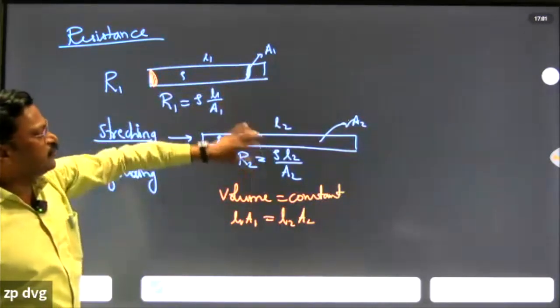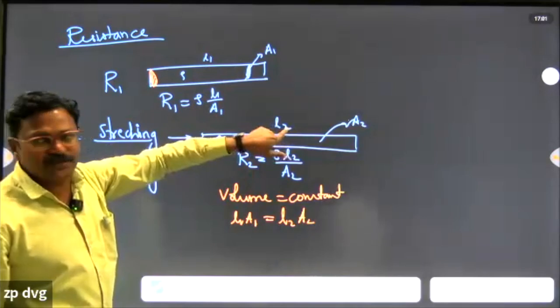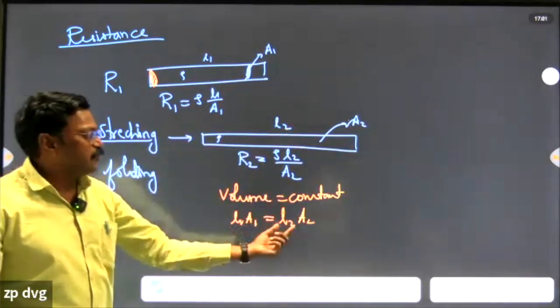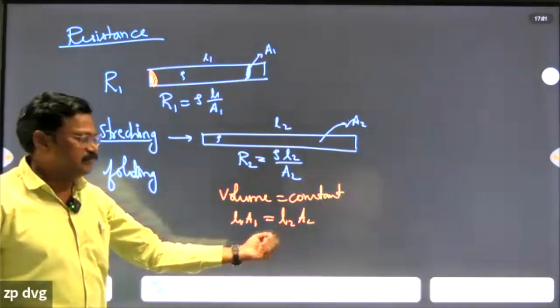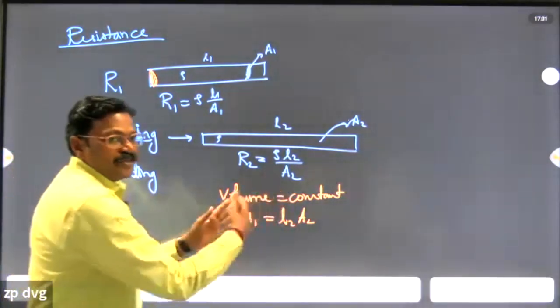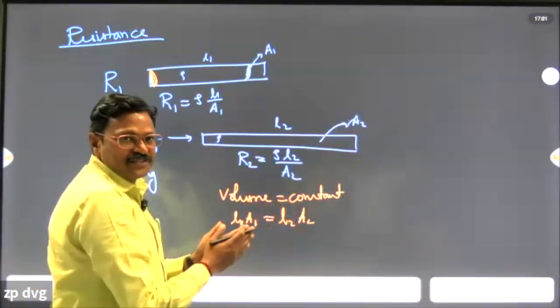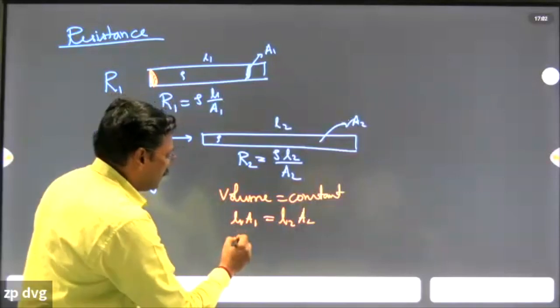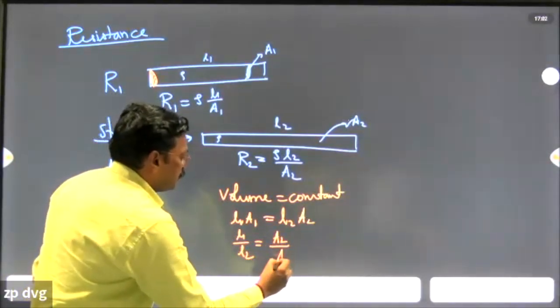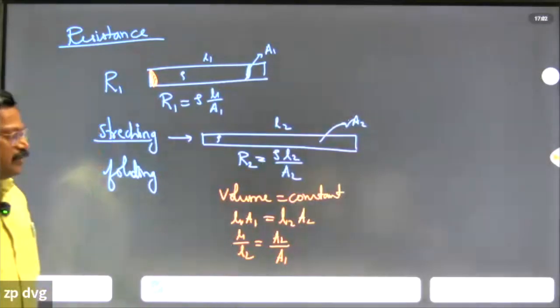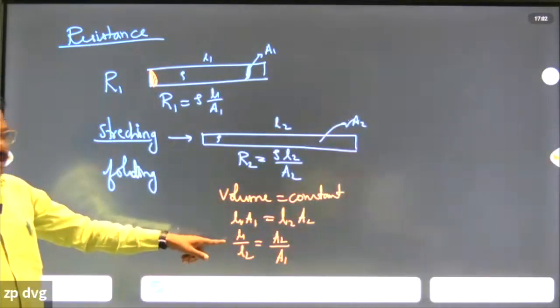And here if the wire is increased to a new length L2, then what is the volume? Volume is given by L2 into A2. This gives the value of the new volume, right? But the volume remains constant. Initial and final volumes are the same. So as a result, we can write L1 by L2 is equal to A2 by A1. So we can use this relation.